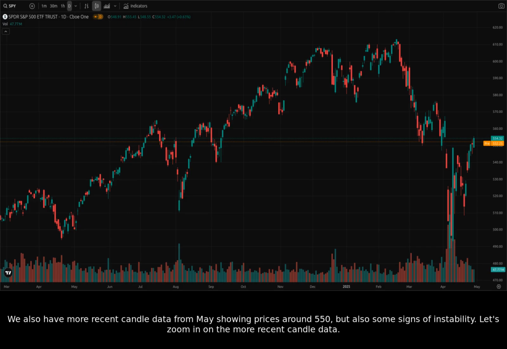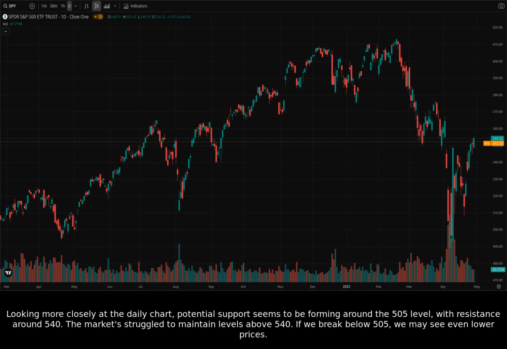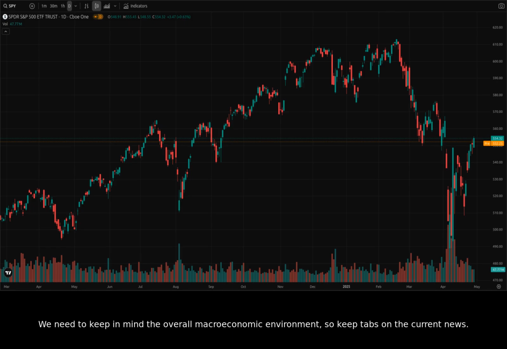Let's zoom in on the more recent candle data. Looking more closely at the daily chart, potential support seems to be forming around the 505 level, with resistance around 540. The market struggled to maintain levels above 540. If we break below 505, we may see even lower prices. We need to keep in mind the overall macroeconomic environment, so keep tabs on the current news.